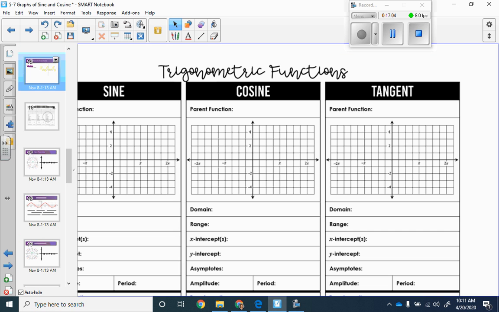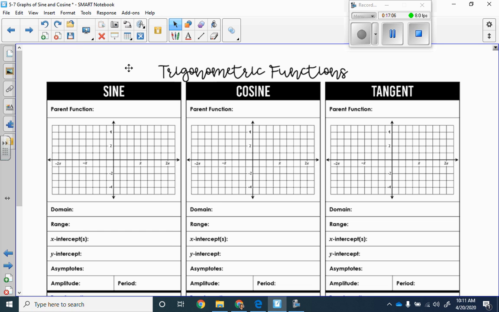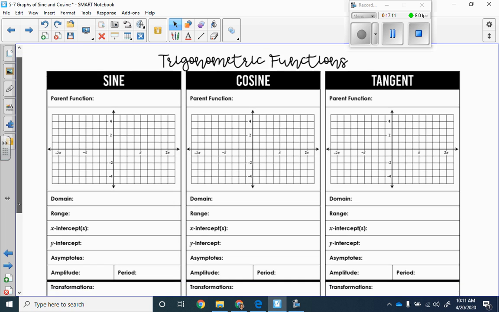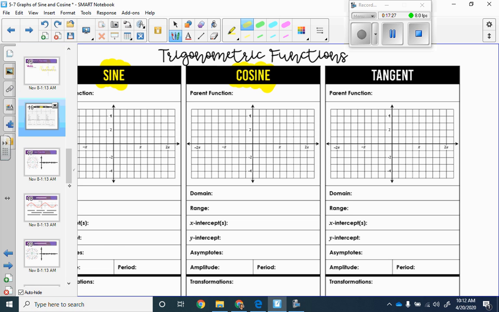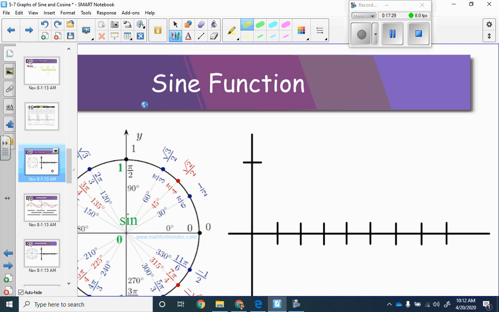Alright, so now also in your materials you should have this graphic organizer, so you can go ahead and take that out. We are going to be just looking at sine and cosine today. We'll take a look at tangents the next day or so, and fill in some information that goes along with this. So let's go back to your unit circle.